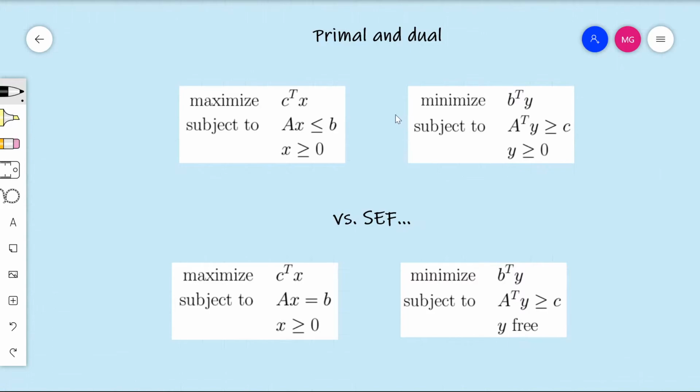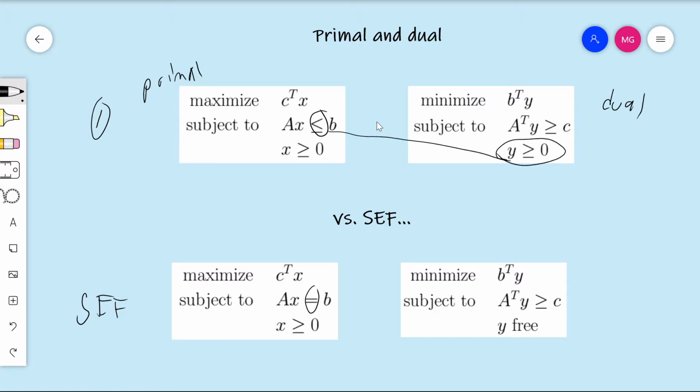Okay, so here is a comparison of the primal and dual for both type 1 and standard equality form. So here's 1 and here's standard equality form. This is the primal for each, and on the right we have the dual of each. So you can see that the difference is we have a less than or equal to versus an equals to, and then correspondingly that makes y non-negative, or it allows y to be free, depending on which constraint you had.